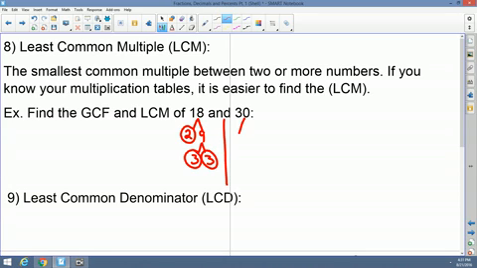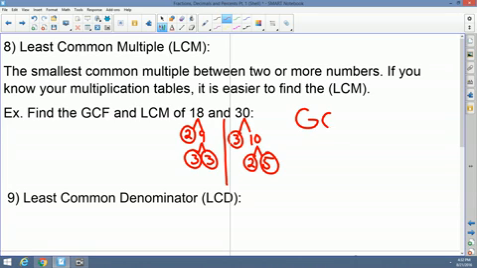30 breaks down into 3 times 10, circle your primes, 2 times 5, circle your primes. Okay, so now you have the prime factorization for both 18 and 30. Now I want to find my GCF. All right, this is very simple.